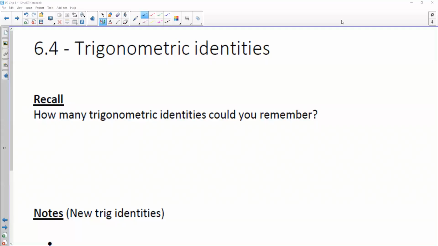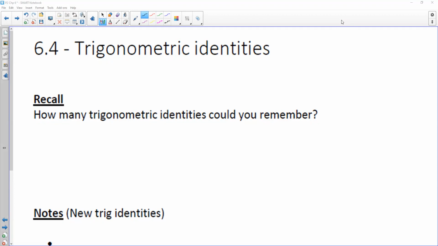Right, in this lesson, we're looking into trigonometric identities. You're going to learn some new identities about trigonometry, obviously involving the reciprocal ones, because we're learning reciprocal trigonometry functions, and we'll put identities in there. Obviously, we have new identities about reciprocal trig.